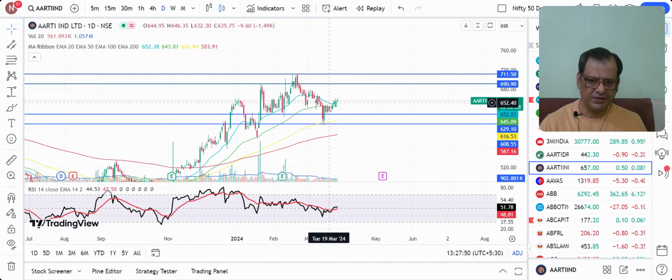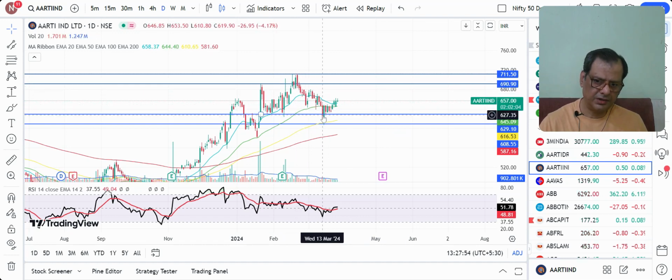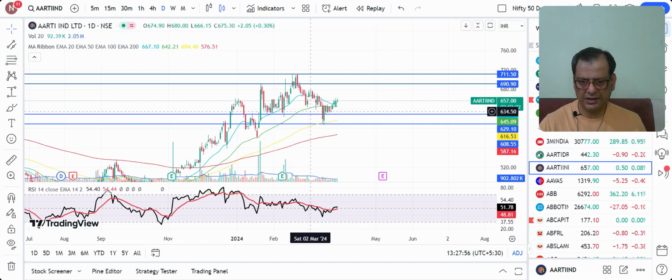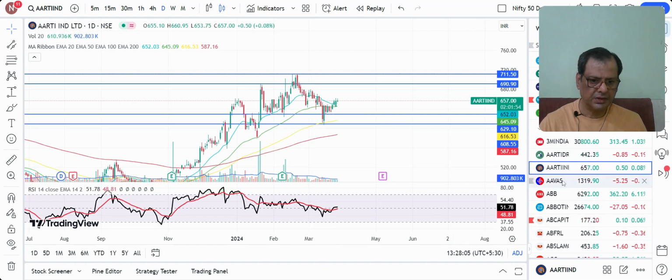Forget the moving averages while I explain this for a while. And your profit target should be a little before you hit the demand zone or the support. Now let's go to Avas.